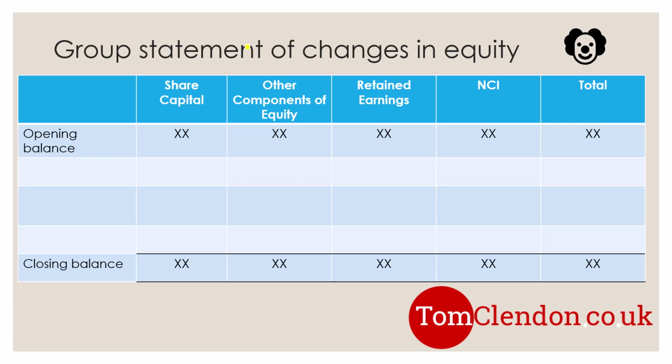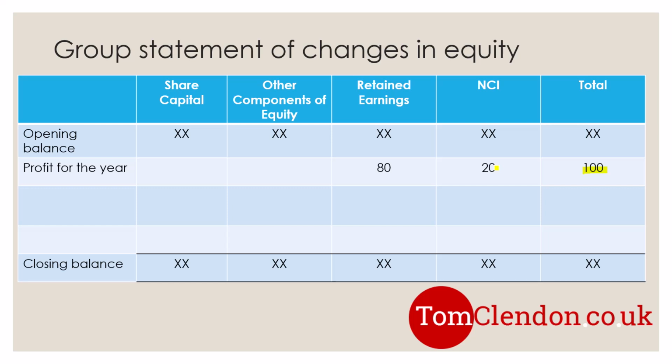You've got here share capital, other components of equity, retained earnings, NCI. And we're showing the movement from the opening to the closing. Now, first things first, the most common thing is that you make a profit. And I'm using the same numbers that I was earlier. Our profit for the year was 100. But of that profit, some belong to the NCI.